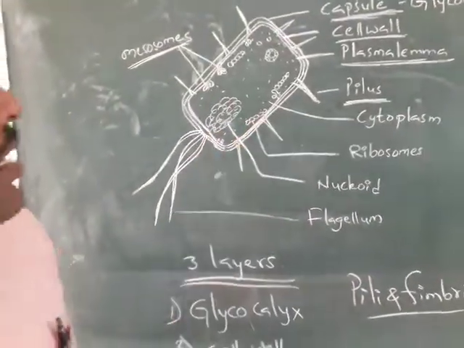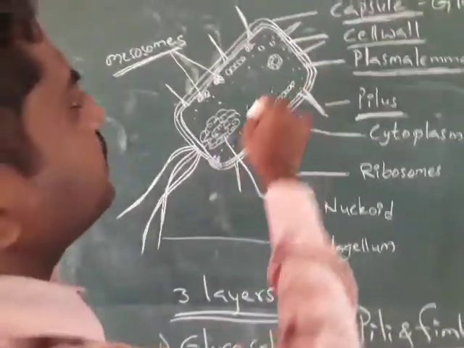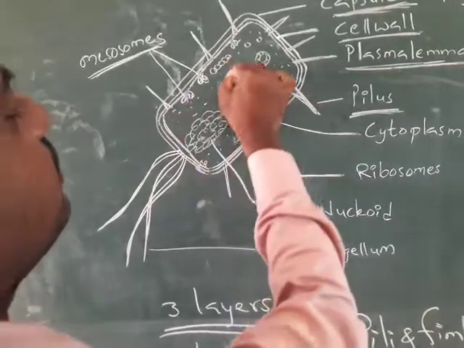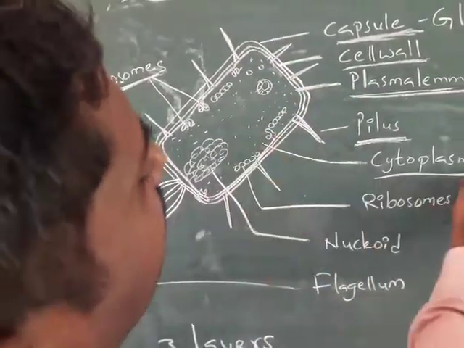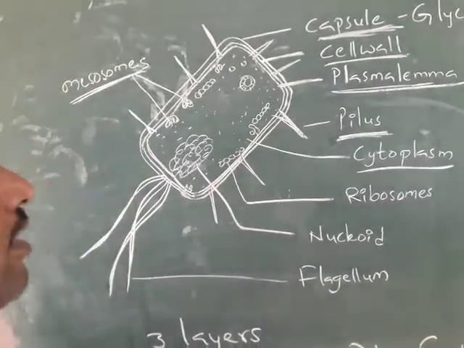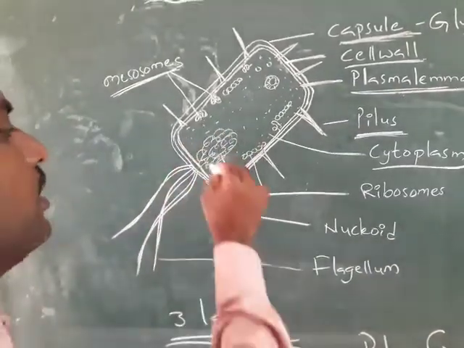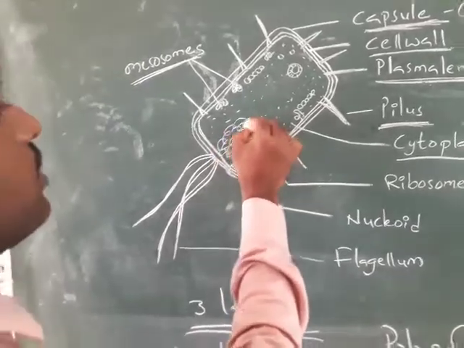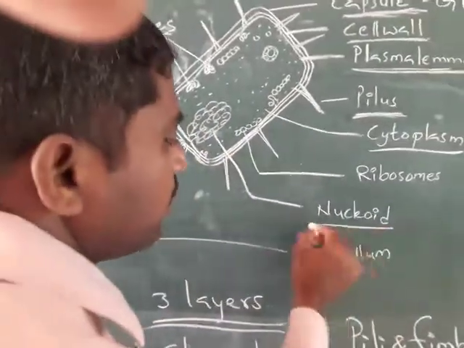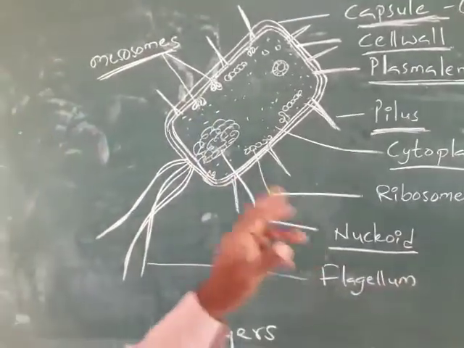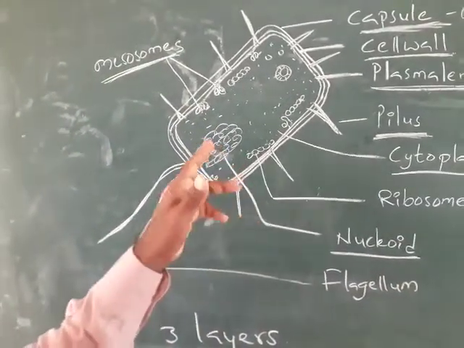Within the bacteria, the semi-fluid structure is called the cytoplasm. In that cytoplasm, there is a thread-like structure. It is naked DNA, called the nucleoid, or DNA. It is in a naked condition.